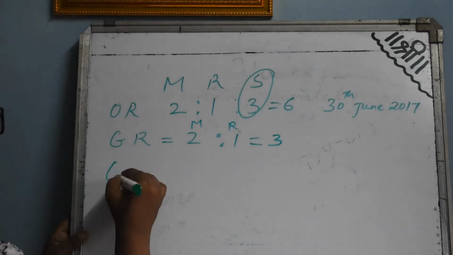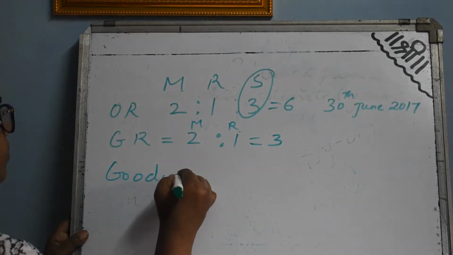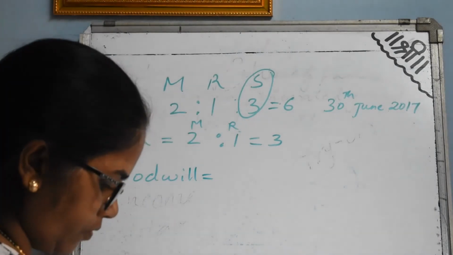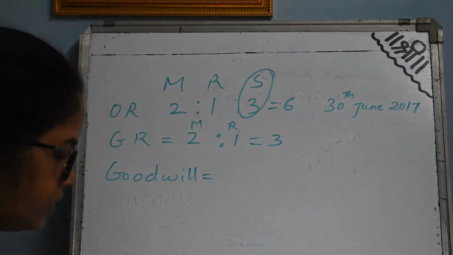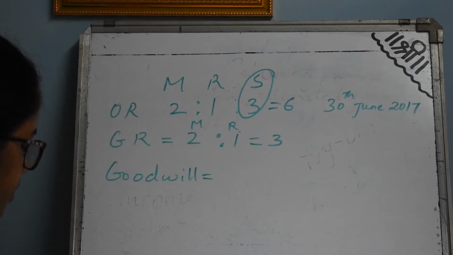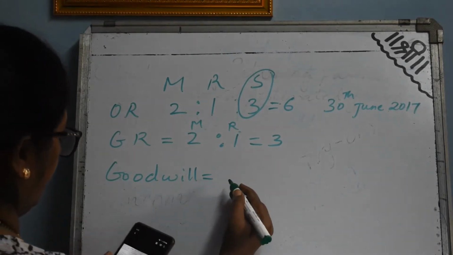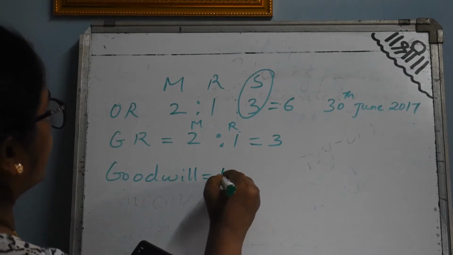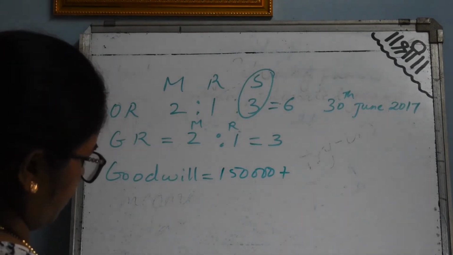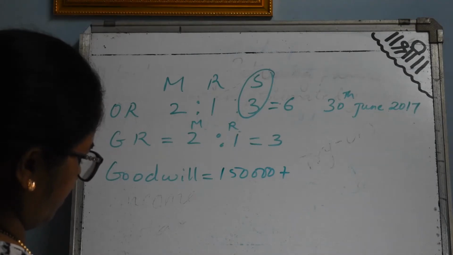So goodwill, you are told to take out the average of 3 years of profit. Years of purchase is not given, so we will take the profit directly: 1,50,000 plus 1,20,000 and 1,80,000.